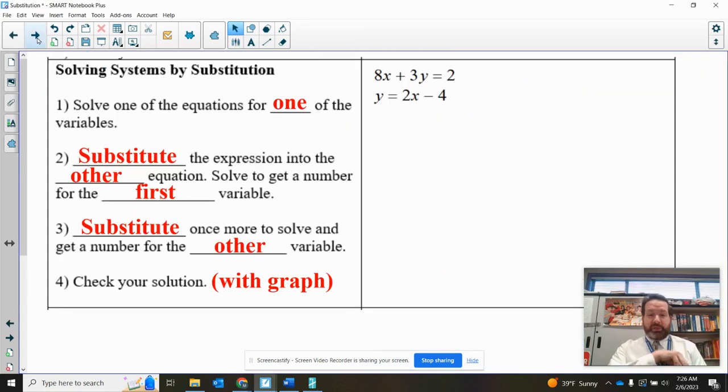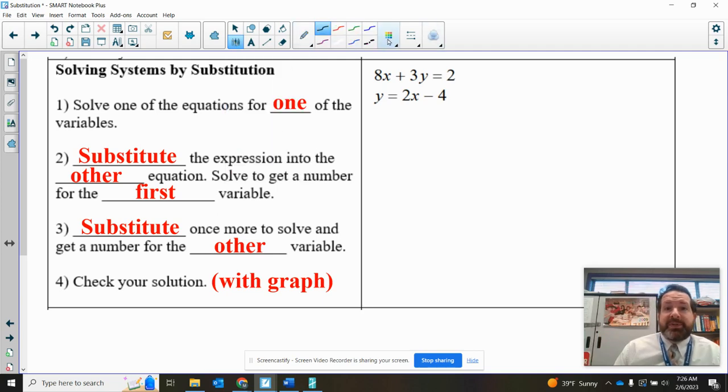Okay, let's fill out our toolkit here with this example. As we go through, pause as you need to work through the steps on your own and to make sure that you're not getting behind. First step, solve one of the equations for one of the variables. That means you want a variable, either an x or a y, to be by itself. We already have that. So in this case, the first step is already done.